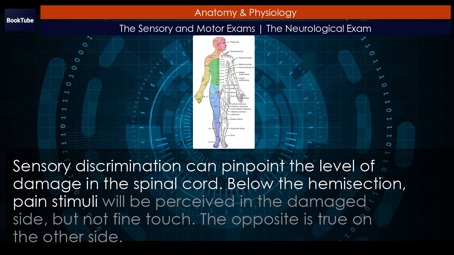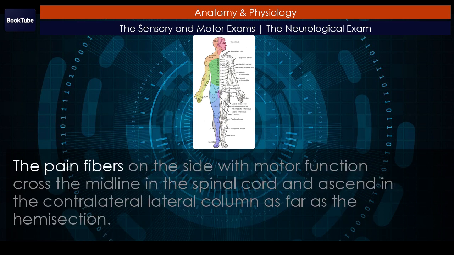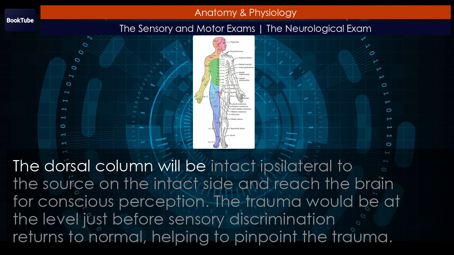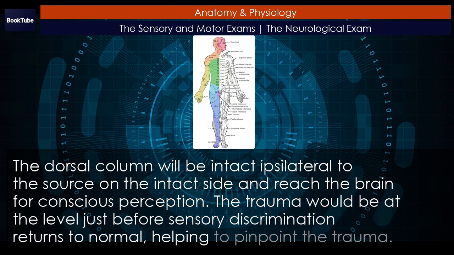Below the hemisection, pain stimuli will be perceived on the damaged side, but not fine touch. The opposite is true on the other side. The pain fibers on the side with motor function cross the midline in the spinal cord and ascend in the contralateral lateral column as far as the hemisection. The dorsal column will be intact ipsilateral to the source on the intact side and reach the brain. For conscious perception, the trauma would be at the level just before sensory discrimination returns to normal, helping to pinpoint the trauma.